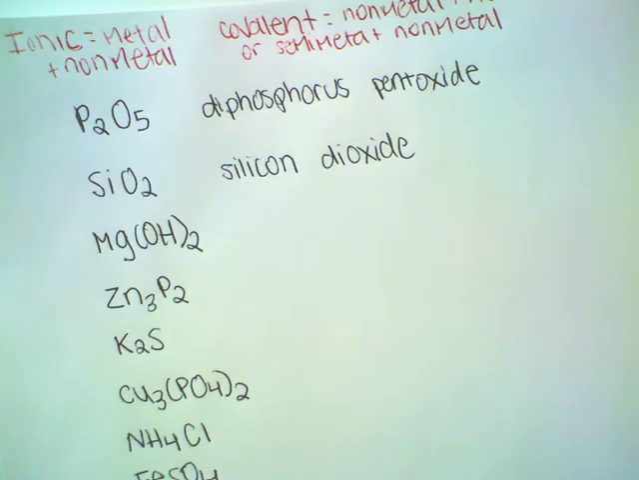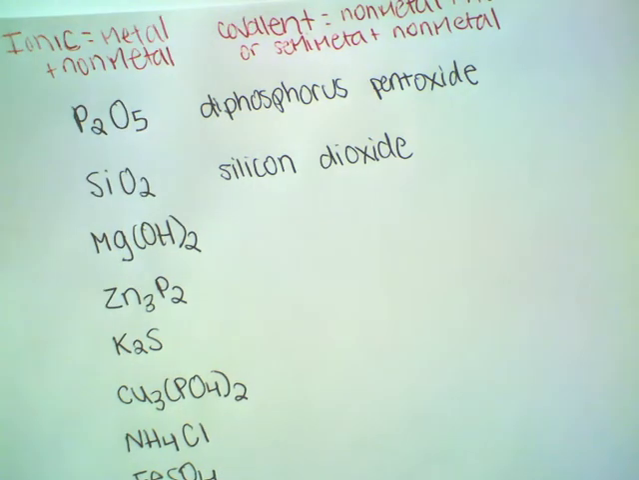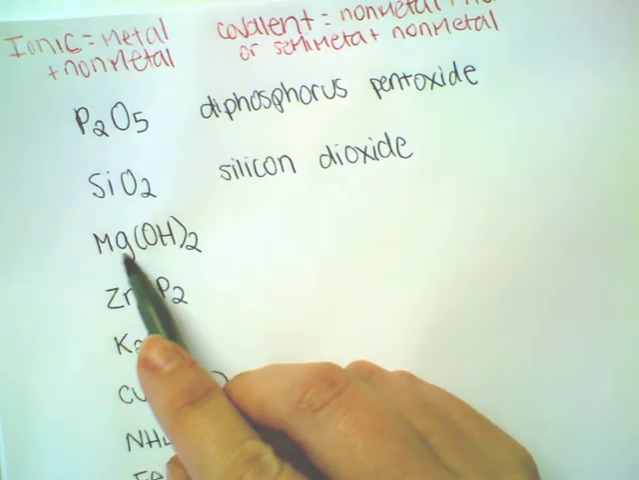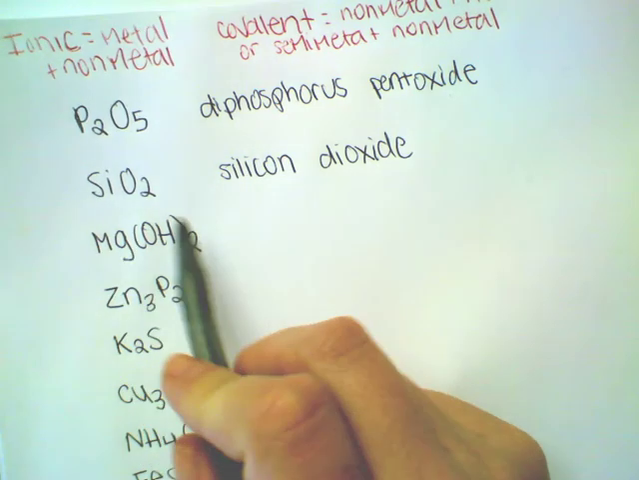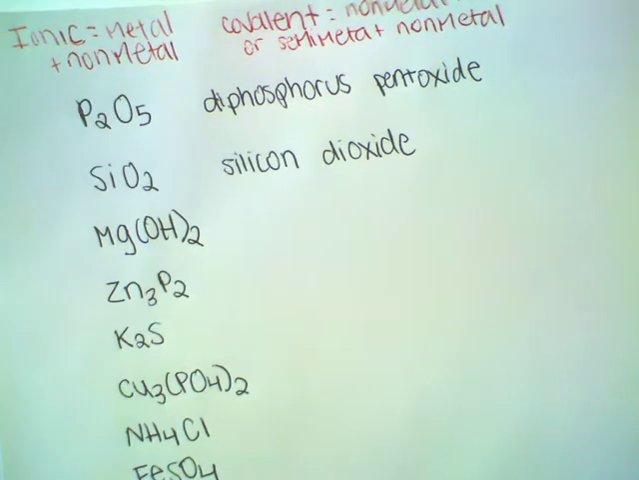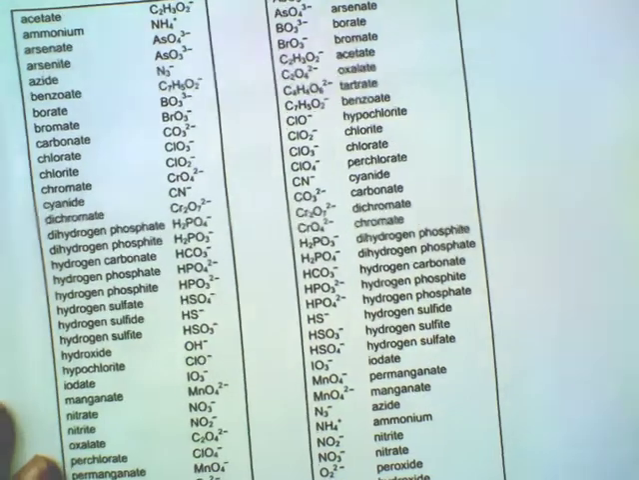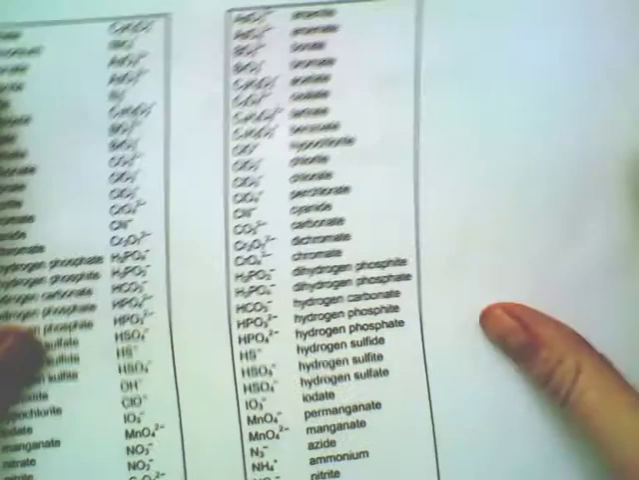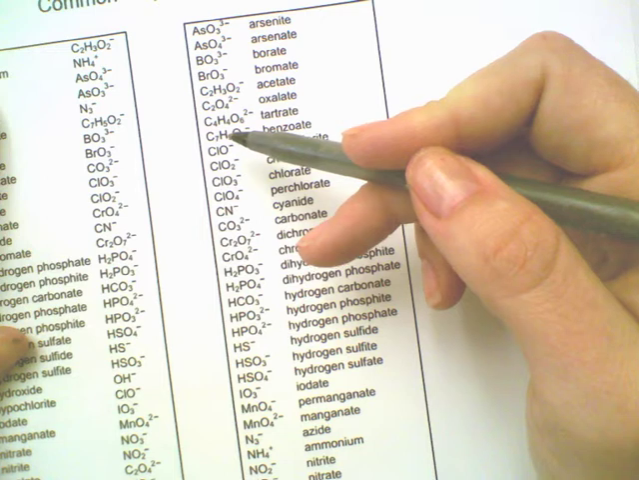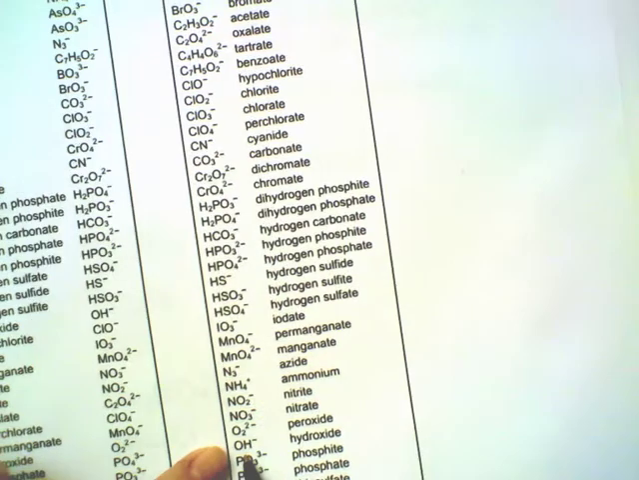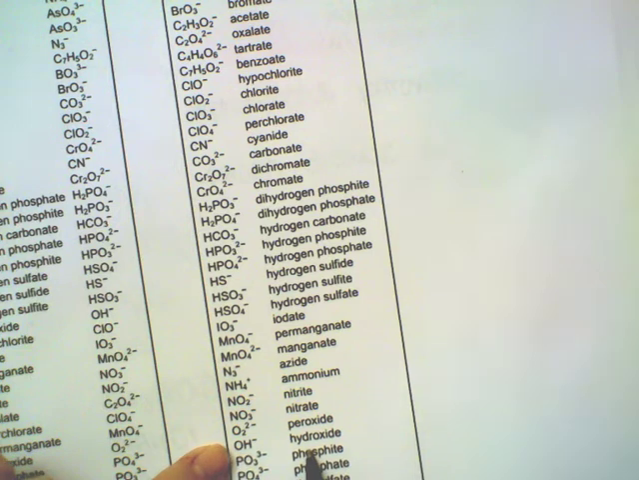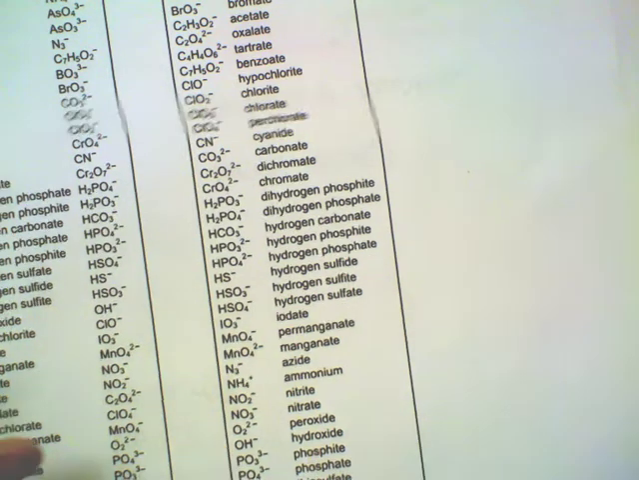If we have more than 2 elements, we're going to have to look at our polyatomic ions. The first part of this compound is magnesium. Magnesium is the metal, so the remaining part will be our polyatomic ion. We look on our sheet. On this side I've got them in alphabetical order by the elements. So we're looking for OH. We find that right down here, and that is called hydroxide.